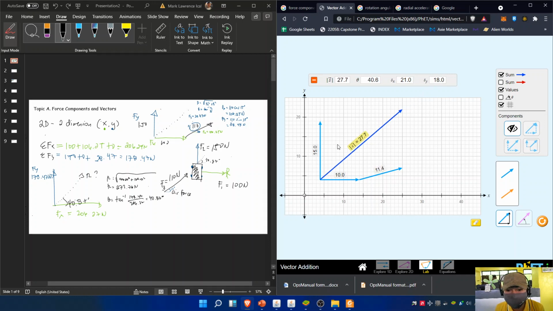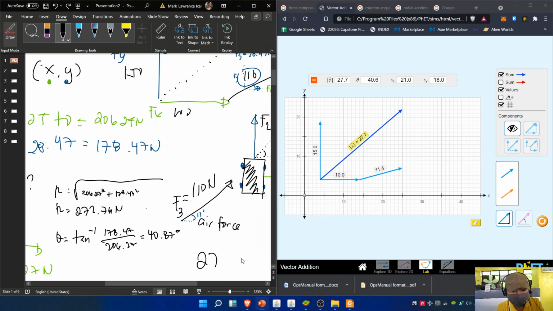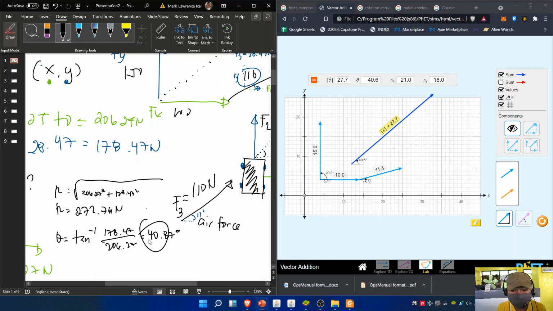Okay, so the resultant is 27.7. So our answer here is 272.76. Since some values are not exact, as long as it is close to 27. Since I said divide by 10, our answer should be 27 point something. So we are correct. Now, the angle. Look at the angle. Tada! What is the angle? 40.6. Oh, we're close, right? So that's how you're going to do it.